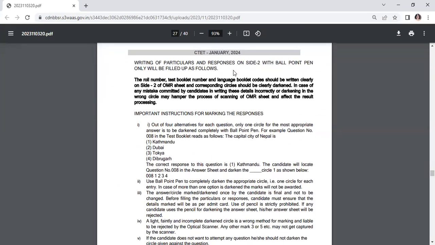Writing of the particulars and the responses on side 2 will be filled up with the ballpoint pen only, as follows: the roll number, test booklet numbers, and the language booklet codes shall be written clearly on side 2 of the OMR sheet, and the corresponding circles should be clearly darkened. In case of any mistake committed by the candidate in writing these details incorrectly, or darkening the wrong circle, it may hamper the scanning of the OMR sheets and affect the results processing.